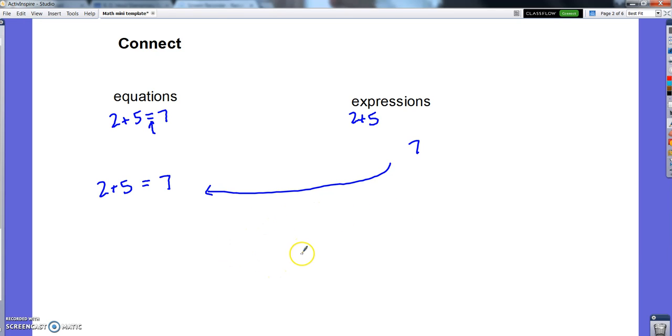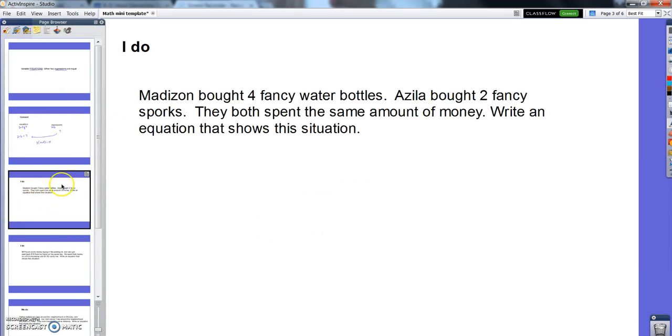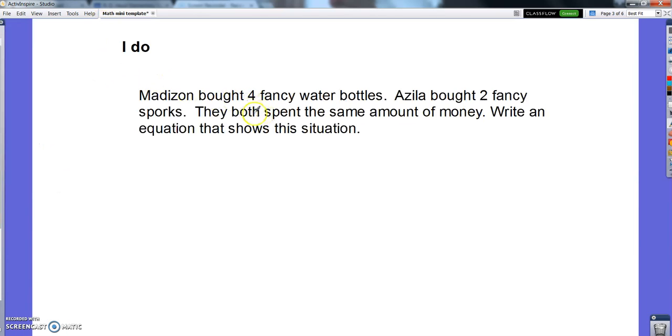We have been for a while dealing with expressions like, here's an expression. And today we're going to start transitioning into turning expressions into equations. Alright, so here we go. I'm going to do 2 today instead of just 1, just to practice with you. So we're going to make an equation today for this situation. And I'll show you how it's going to work.